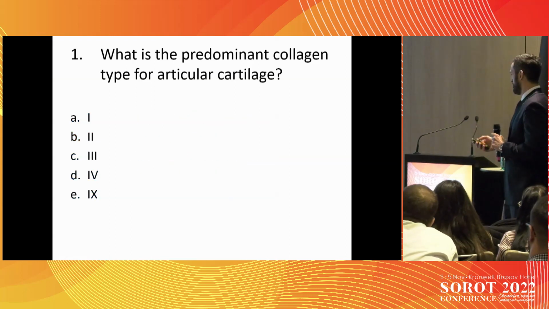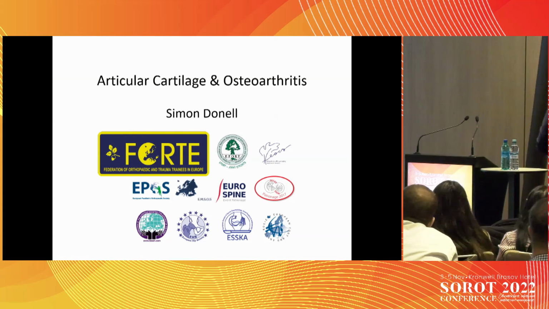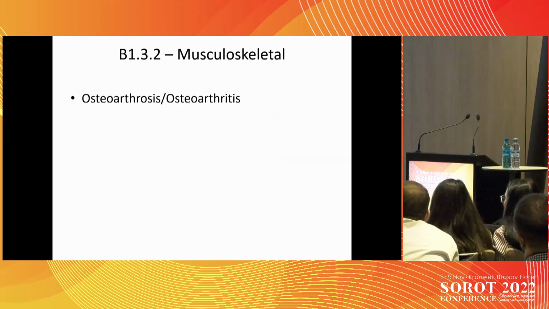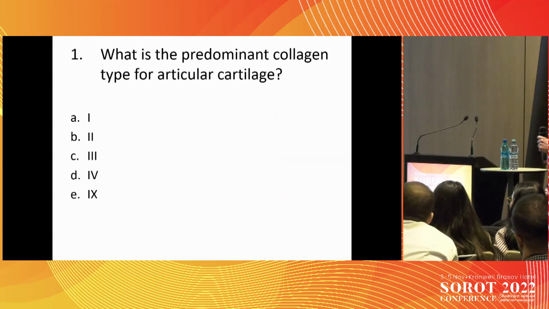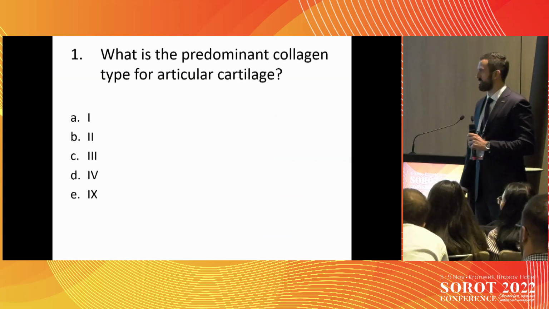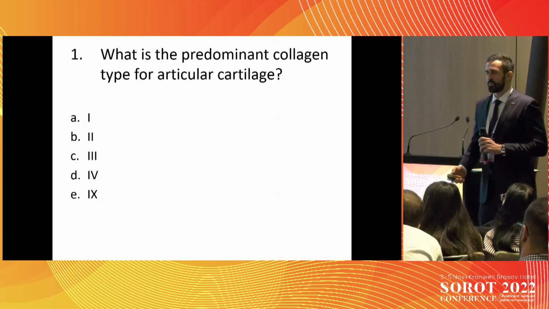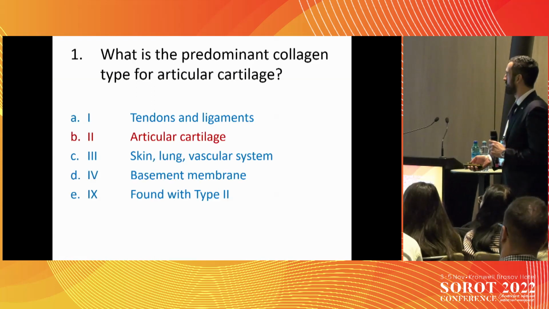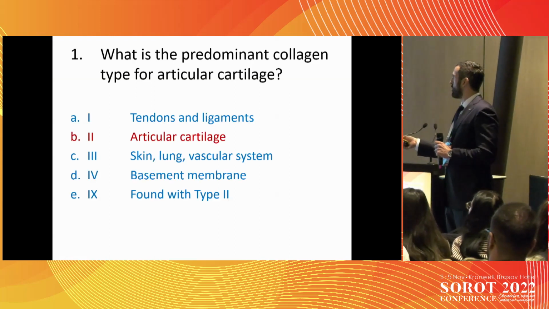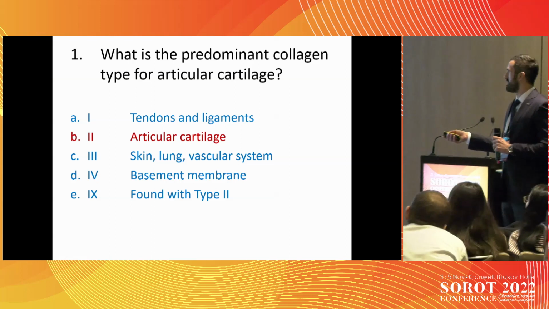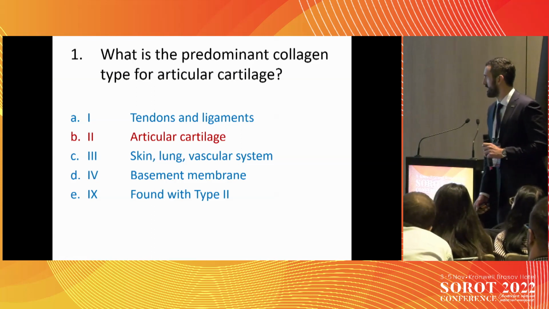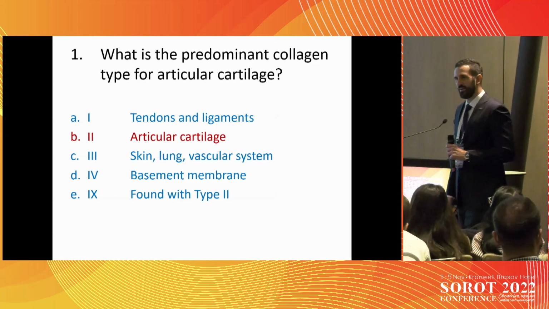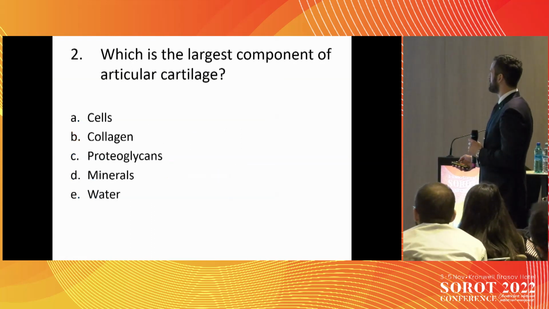What is the predominant collagen type for articular cartilage? You probably already saw the answer. Collagen type 2. Collagen type 1 is in tendons and ligaments. Type 2 is in articular cartilage. Others are, let's say, outside of the musculoskeletal system.